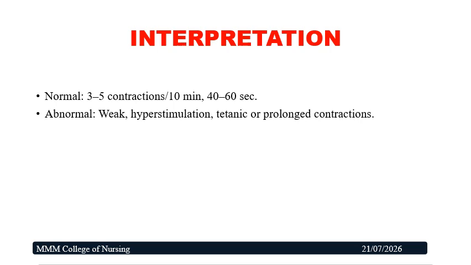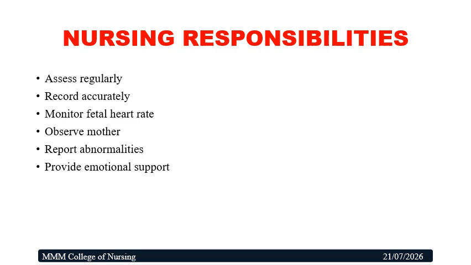Interpretation: normal means 3 to 5 contractions per 10 minutes and 40 to 60 seconds. Severe contraction can be felt by the mother. Abnormal means weak, hyperstimulation, tetanic or prolonged contractions. Nurses' responsibilities are to assess the contractions regularly and record accurately. Meanwhile, we are supposed to monitor the fetal heart rate, observe the mother, report any abnormalities noticed, and provide emotional support to the mother.